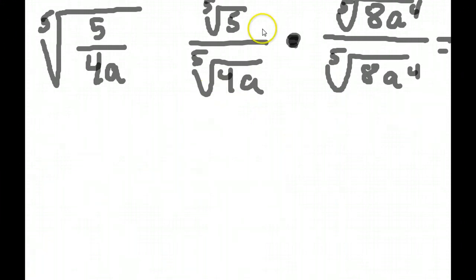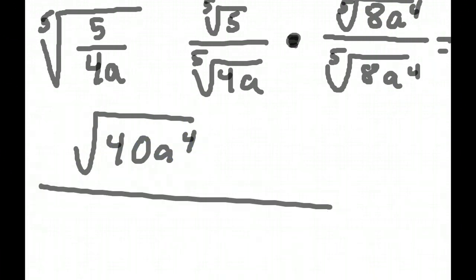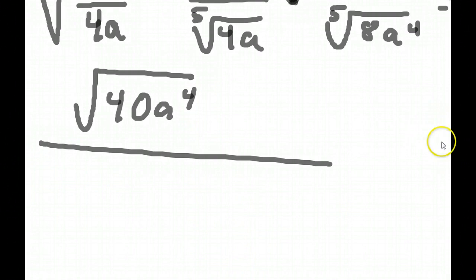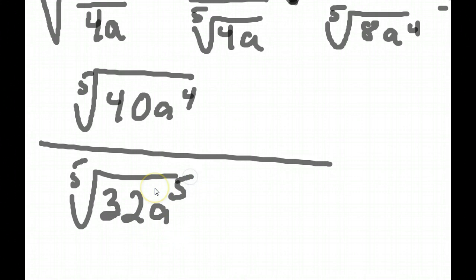Okay, I'm going to back up for a minute. So let's multiply our numerators again. Fifth root of 5 times the fifth root of a to the 4th gives us fifth root of 40a to the 4th over fifth root of 4a times the fifth root of 8a to the 4th, which gives us fifth root of 32a to the 5th.